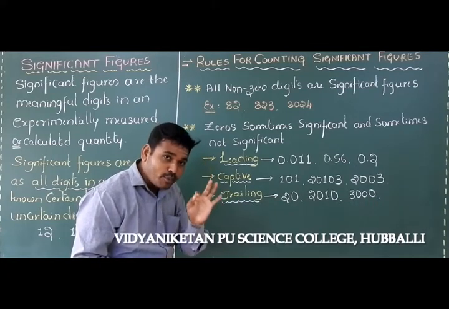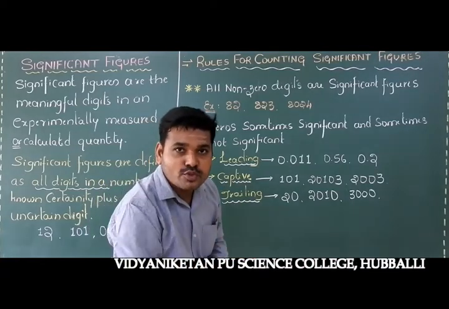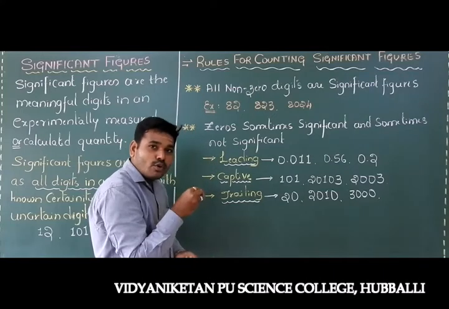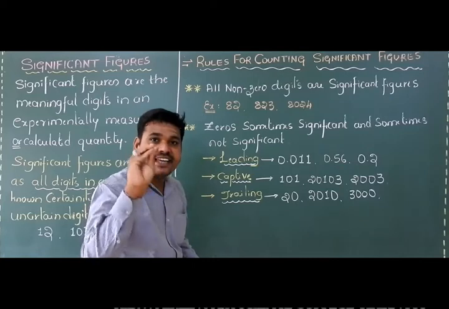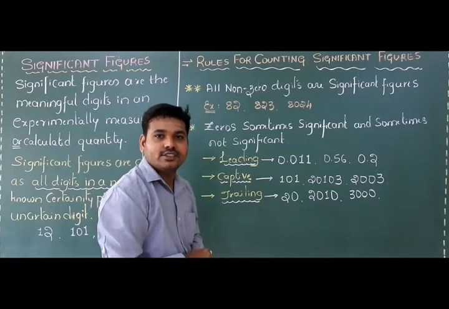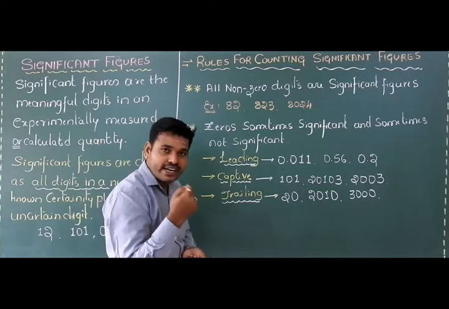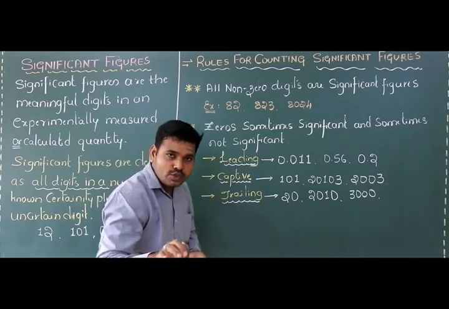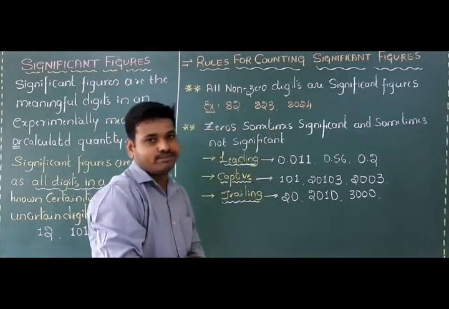Please remember this point carefully. They are not counted as significant figures, students. So these leading zeros are used only to locate the decimal point. Then what is the significance of these leading zeros, students? Such zeros are used to locate the decimal point in a given number.